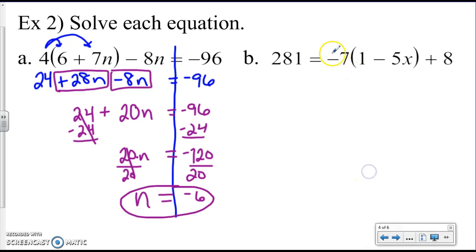Okay, let's do one more just like it. Drawing my line through the equal sign. This time I can't do anything on the left side. There's nothing there to simplify with my 281. So I'm going to bring that down.